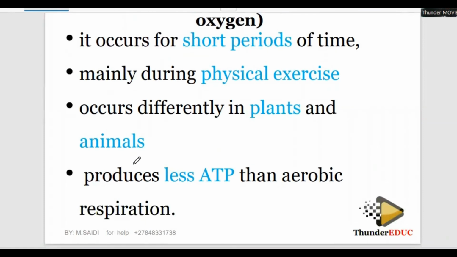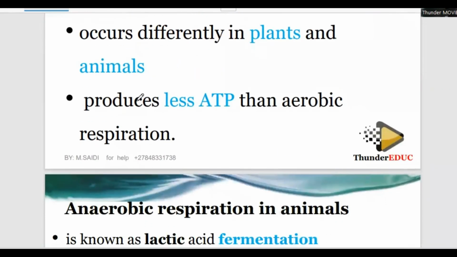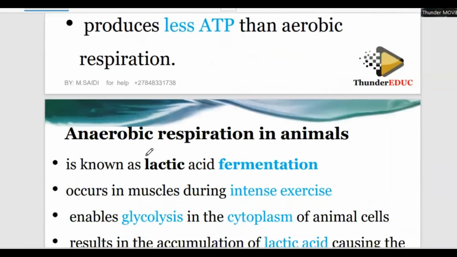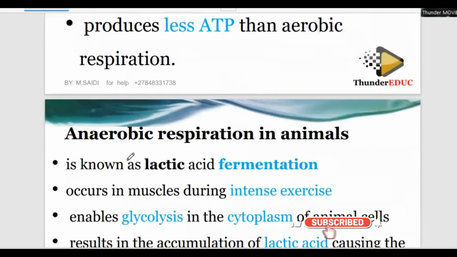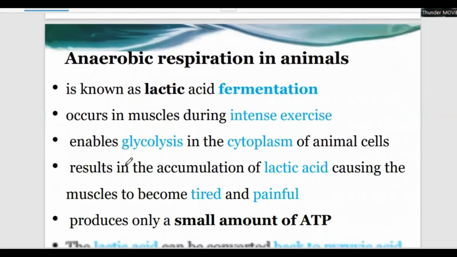Anyway, that was my statement, but it can also be correct. We're saying that it produces less ATP than aerobic respiration. Anaerobic respiration produces less ATP than aerobic respiration. We have anaerobic respiration in plants and anaerobic respiration in animals. Let's look at anaerobic respiration in animals.